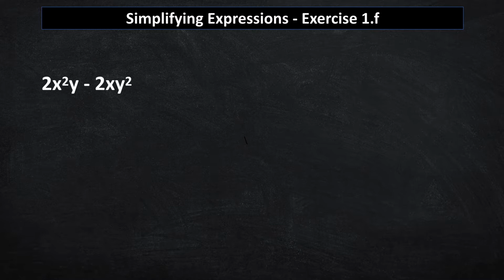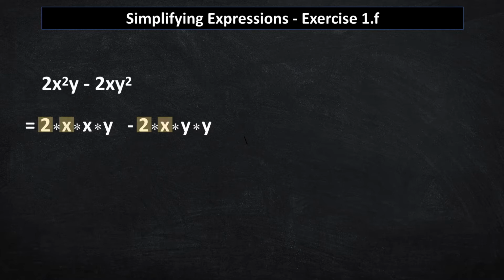The next example is the expression 2x squared y minus 2xy squared. We can rewrite this expression in this way: 2 multiplied by x multiplied by x multiplied by y minus 2 multiplied by x multiplied by y multiplied by y. And now it's very easy to see what the common parts of these two terms are. We have the number 2, we have the letter x, only one, and we have the letter y, only one.